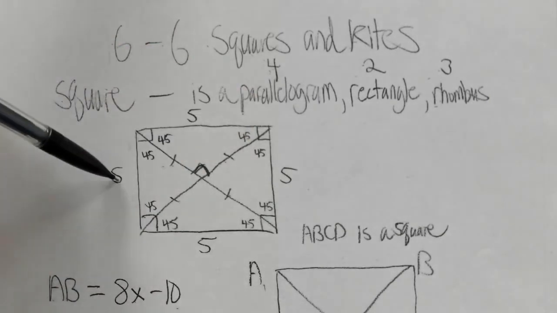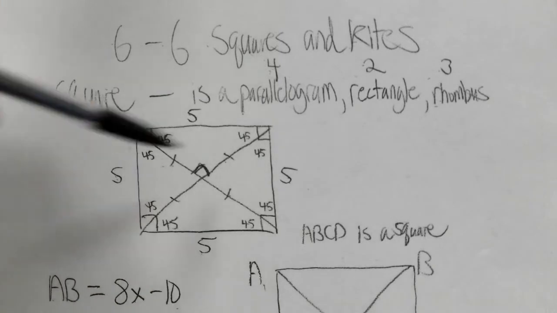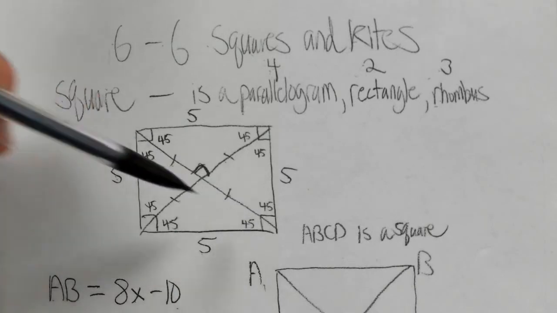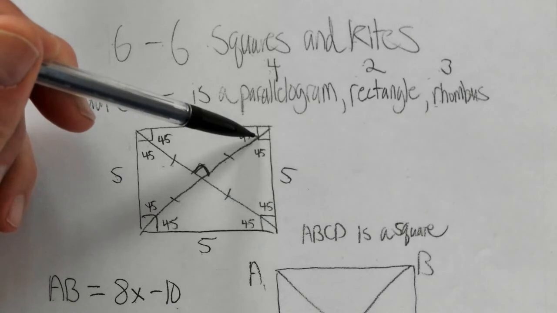So in a square, the opposite sides are congruent. So if the left and right are 5 and 5, the top and bottom are 5 and 5. These are for being a parallelogram. The opposite angles are congruent, 90 and 90, right? The consecutive angles are supplementary. 90 plus 90 adds up to 180, right?